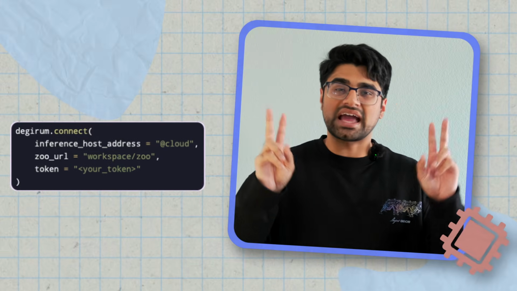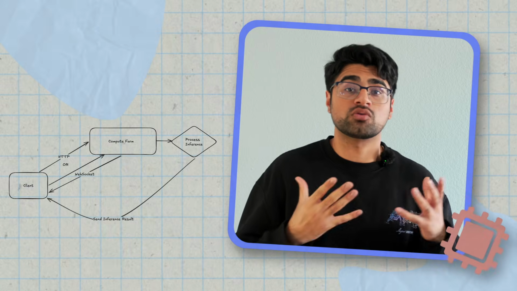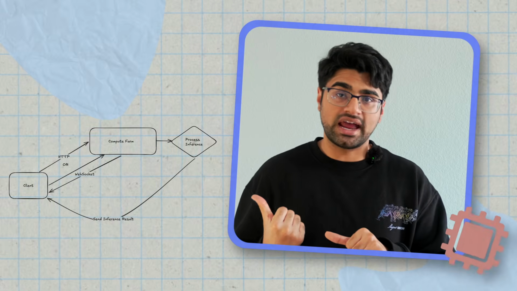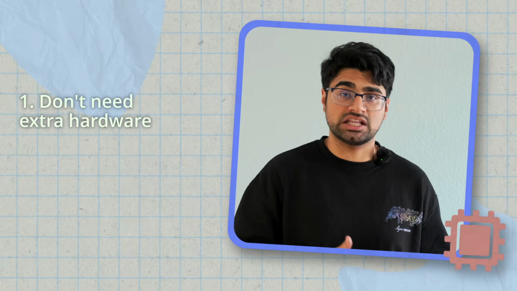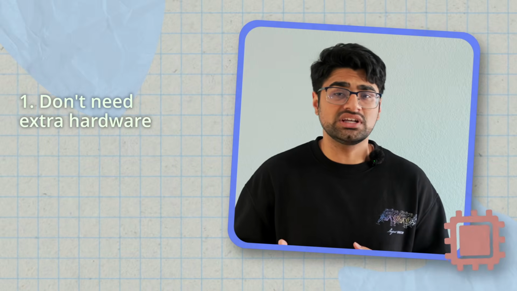The easiest way to get started with PySDK is by using AI hub inferences, which you can access simply by using @cloud for your host address. AI hub inferences open an HTTP or WebSocket connection to our compute farm, and they run inferences on whatever hardware is needed for the given model. That is to say, you don't need to possess any of the AI accelerators you're actually inferencing on. All you need is an internet connection.